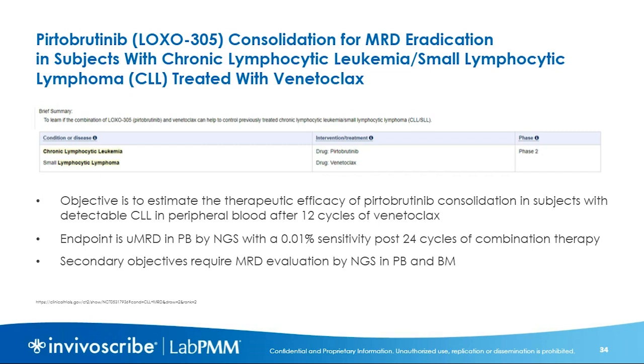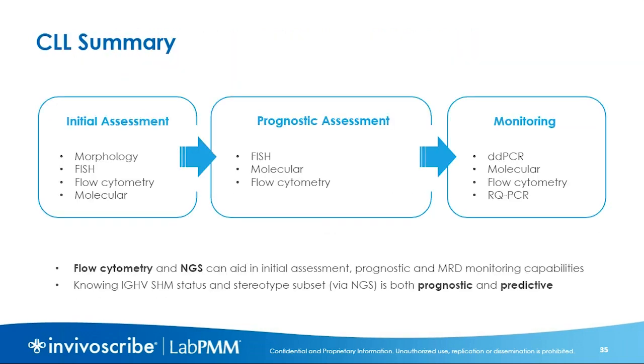There are numerous secondary objectives requiring sensitive MRD evaluation by NGS in this study in both peripheral blood and bone marrow. And I anticipate the need for this sensitive type of testing to further inform and assist other trials that are ongoing or will come up in the future.